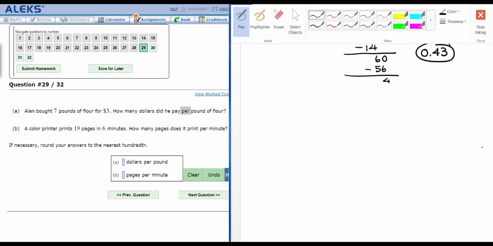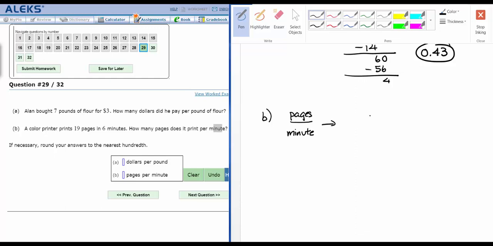The next part of this problem says a color printer prints 19 pages in 6 minutes. How many pages does it print per minute? So again, we look at this. It says we want print per minute, right? So minute goes in the denominator and pages goes on top.